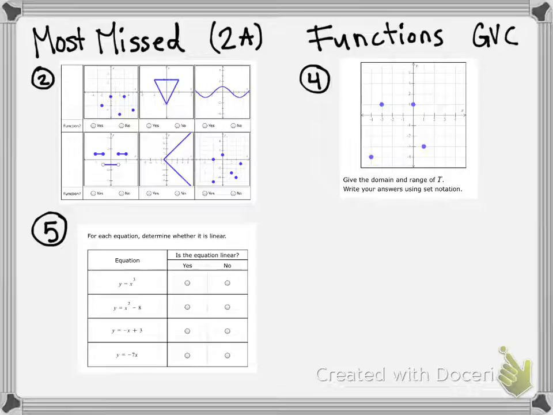These problems are the three most missed questions from the functions GVC test in this class. Number 2 was the most missed, then number 4, and then number 5. You can add these examples to your notes.